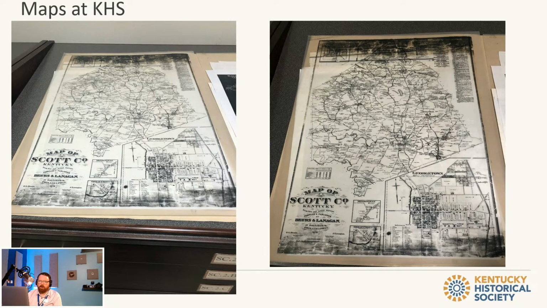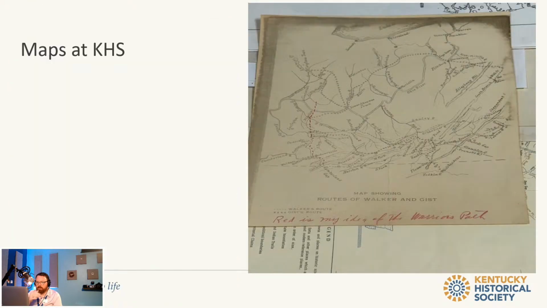Here's an example of a map of Scott County that's just in our regular collection. You'll see a lot of maps like this. And this one is a map showing the routes of Walker and Gist, basically their routes through Kentucky, or what would become Kentucky. So it's another kind of early Kentucky map that you may see if you're looking through our collection.